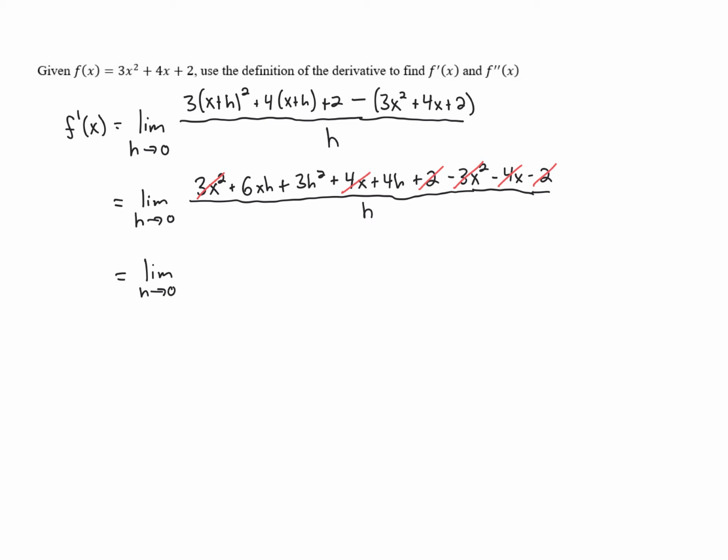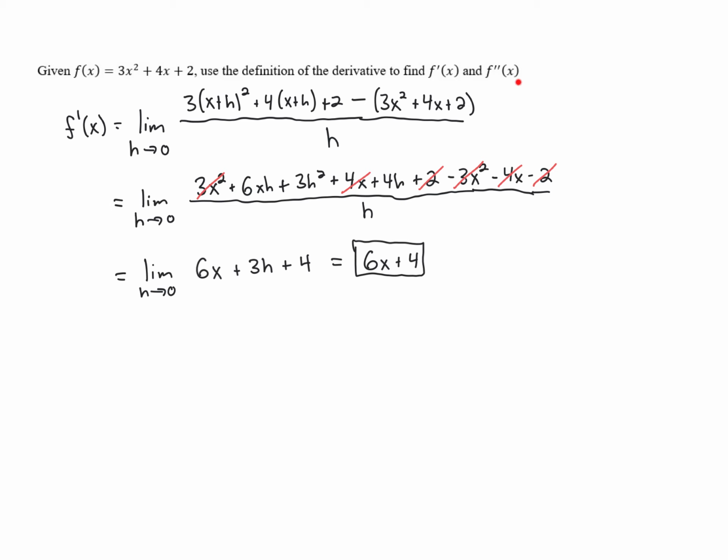Each of the remaining terms has an h in it, so we can go ahead and divide that by h. 6xh divided by h is going to be 6x, plus 3h squared divided by h is going to be 3h, plus 4h divided by h is just going to be 4. And if we look at the limit as h approaches 0, that middle term is going to vanish, and we're going to be left with 6x plus 4. So this is our first derivative.